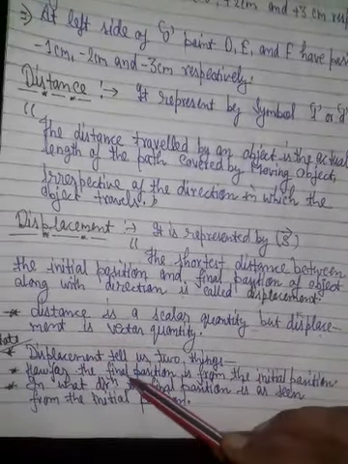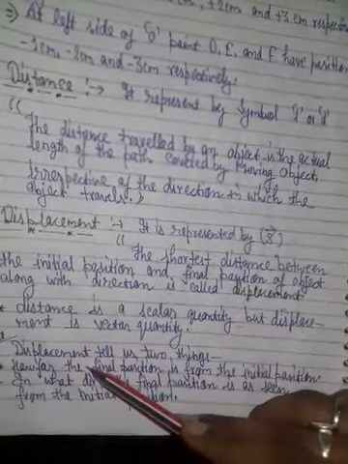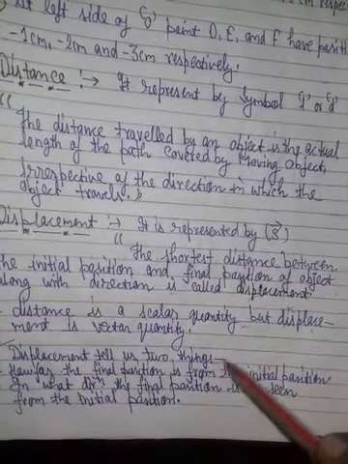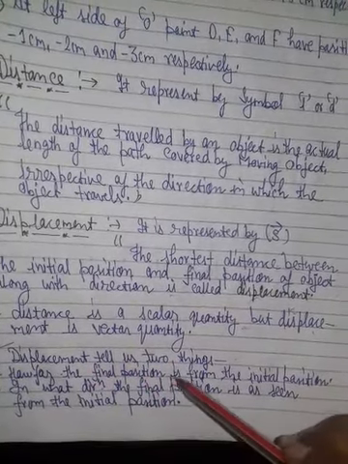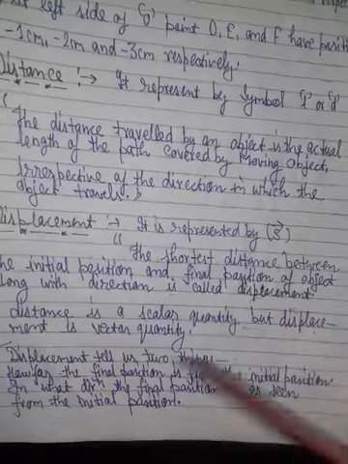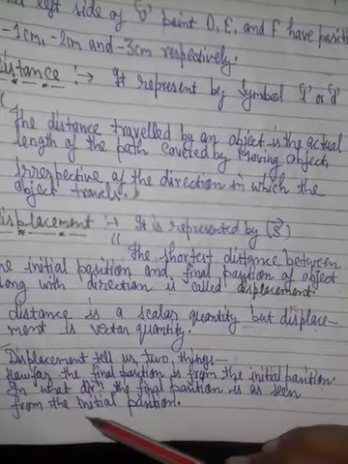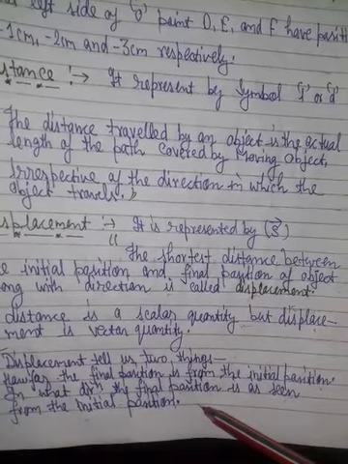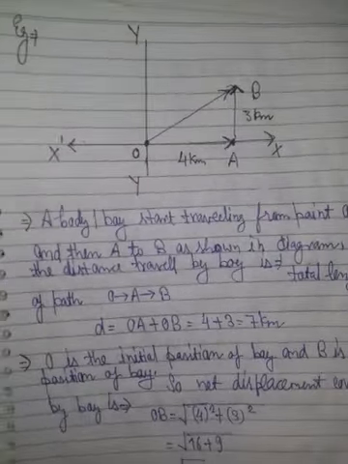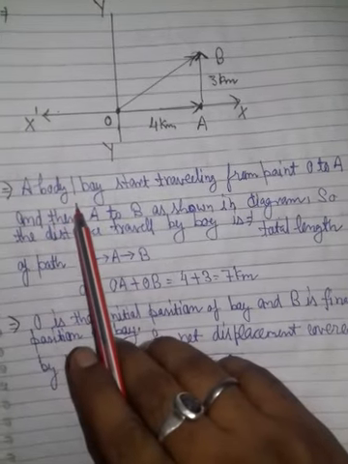Some note points: displacement tells us two things: how far the final position is from the initial position, and in what direction the final position is as seen from the initial position. In this diagram we will try to explain the difference between displacement and distance.